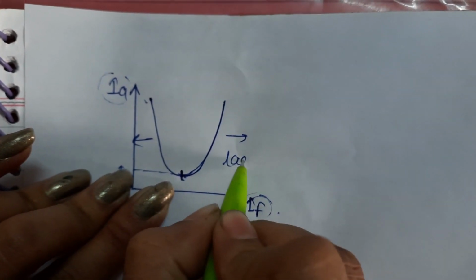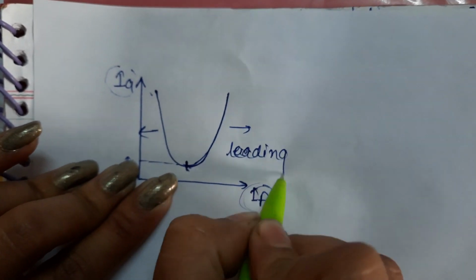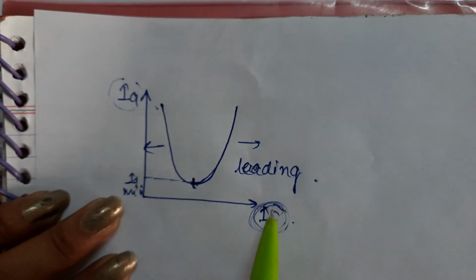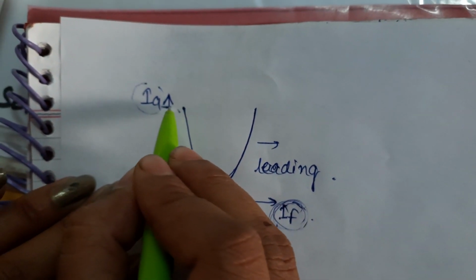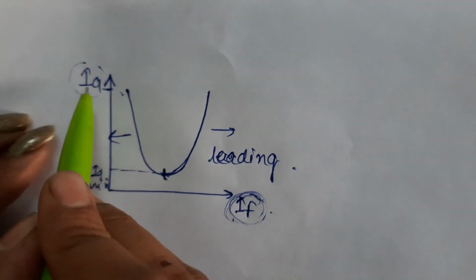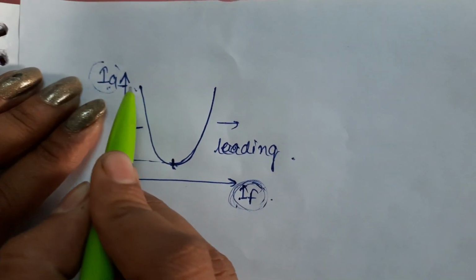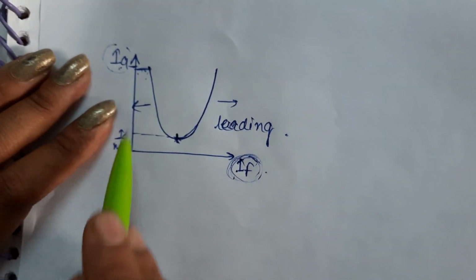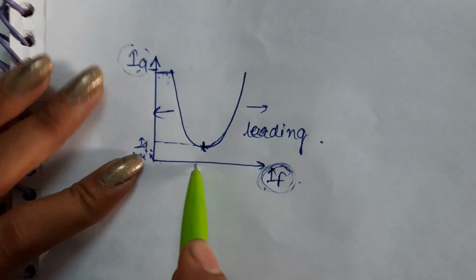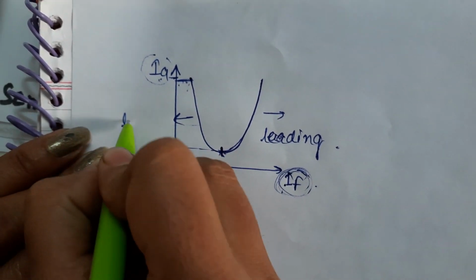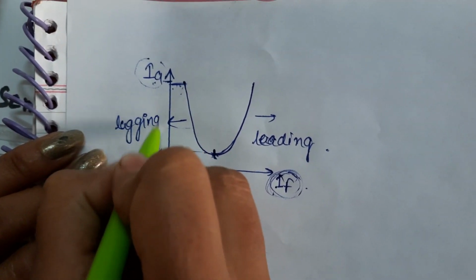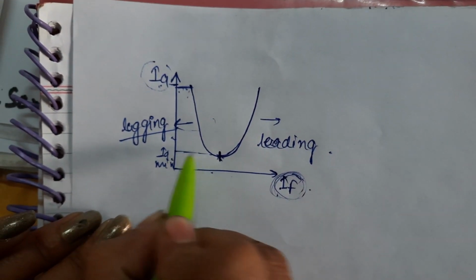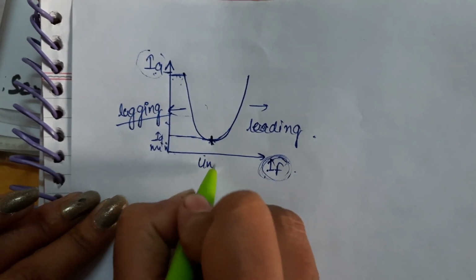after that if we vary the excitation, we get a leading power factor here, and the machine gets overexcited. And when the armature current reduces from a particular point to a minimum value, and we increase the excitation current, that region is the lagging power factor region, where the machine is under excited. The point where the machine has minimum armature current is known as unity power factor.